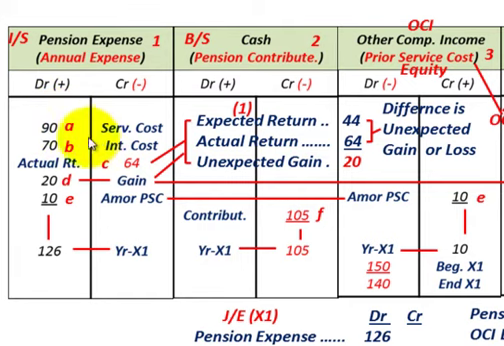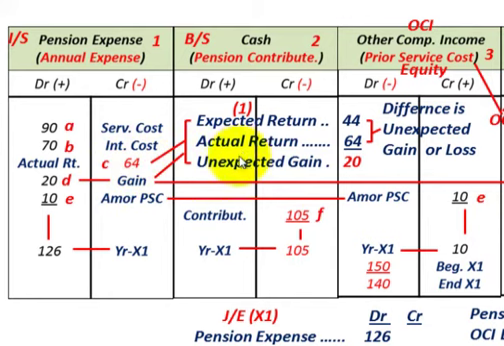So let's go through our example. We're going to have some service costs and some interest cost on the pension plan, and that's going to increase our pension expense. But we're going to look at an unexpected gain on the actual return on the pension plan, what the return on the assets was. So this is what we're going to look at and how I would record it.